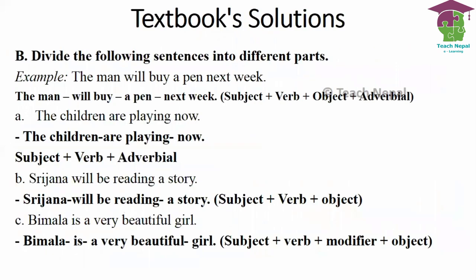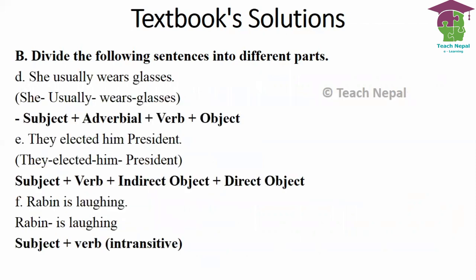So textbook solutions. Divide the following sentences into different parts. So I have divided the different sentences here. Number A, the children are playing now. The children, it's the subject, are playing is the verb, right? Now it's adverbial, right? Srijana will be reading its story. Srijana is the subject, will be reading is the verb, right? Its story, it's an object. In that way, you can divide this into different parts, right? So please check it out.